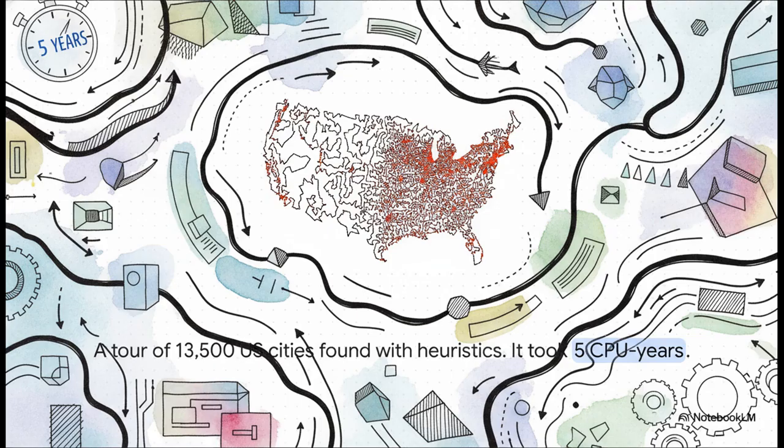So just how powerful are these shortcuts in the real world? Well, take a look at this. This is a tour that connects 13,509 cities across the United States. Now, finding this route didn't involve checking every single possibility. That would be insane. It was found using advanced heuristics, a lot like 2-opt. It wasn't instant. It still took the equivalent of 5 years of a computer's processing time, but it turned a literally impossible problem into a solvable one.